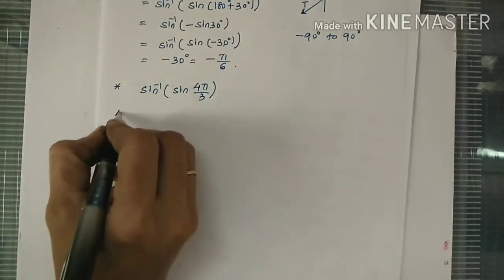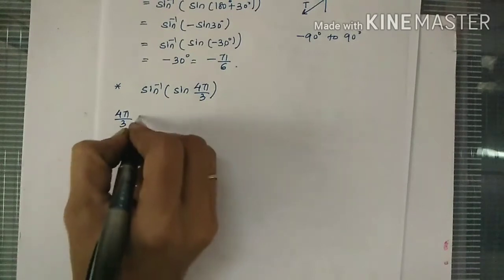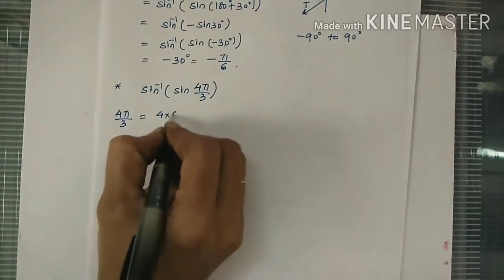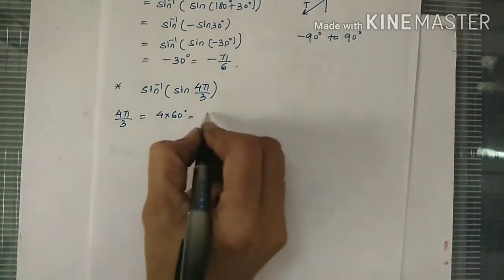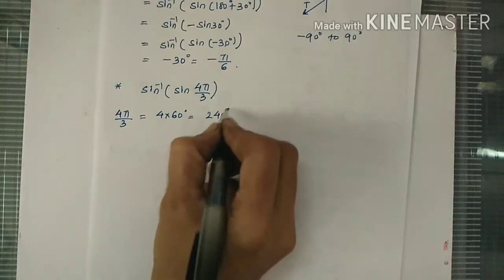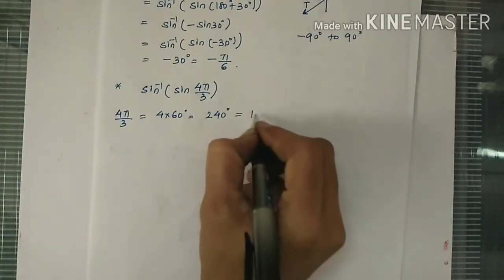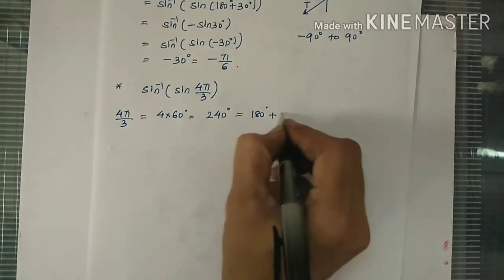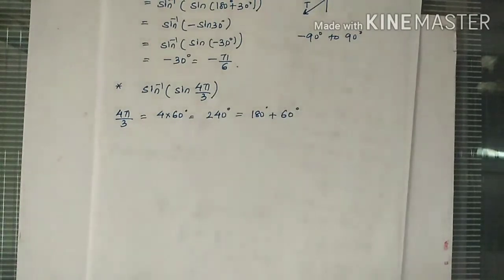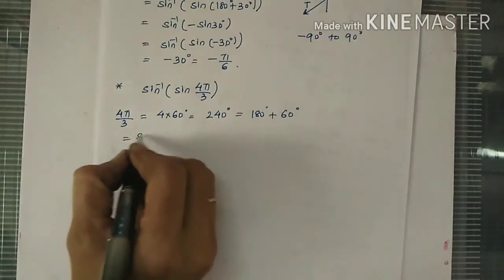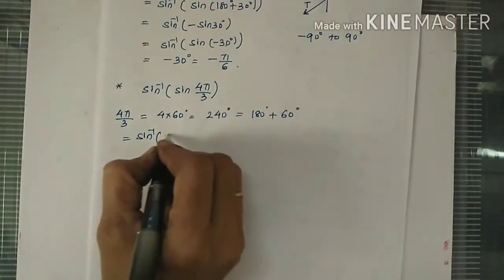Let's find out the angle. 4 pi by 3. Pi by 3 is 60. So 4 into 60 degrees is 240 degrees. So 240 degrees is 180 degrees plus 60 degrees. So sine inverse of sine of 180 plus 60.